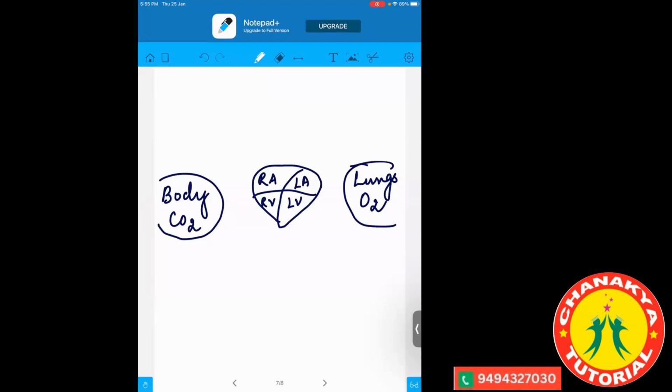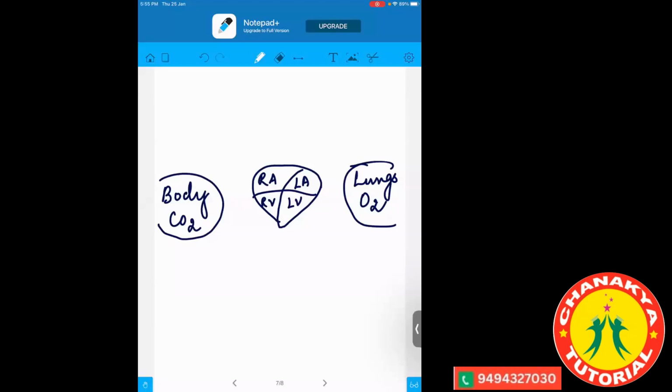So on one side we have written body, which will be rich in CO2. In the center, we have drawn the diagram of the heart, wherein 4 chambers are there. The next side will be the lungs, where a more amount of oxygen is present. Keep in mind, whatever is written should stay there only. You cannot change the sequence. The right auricle should be on this side only, the right ventricle on this side only. In the same way, the body should be on this side and the lungs on this side.